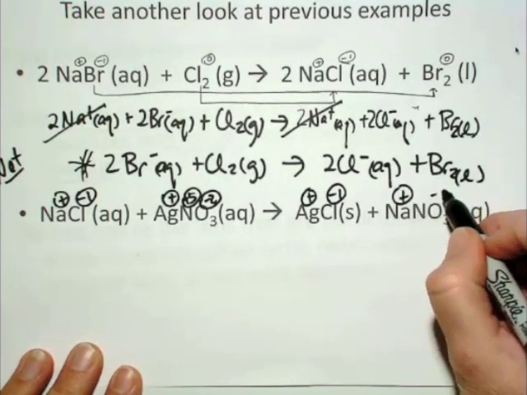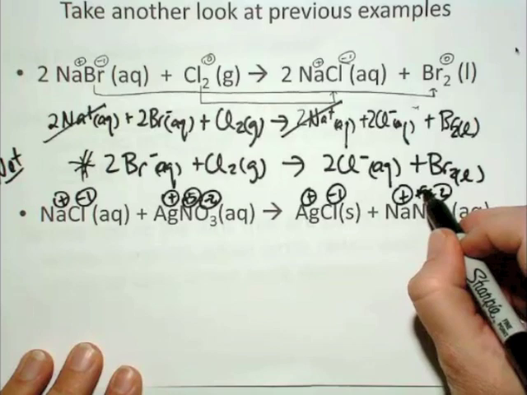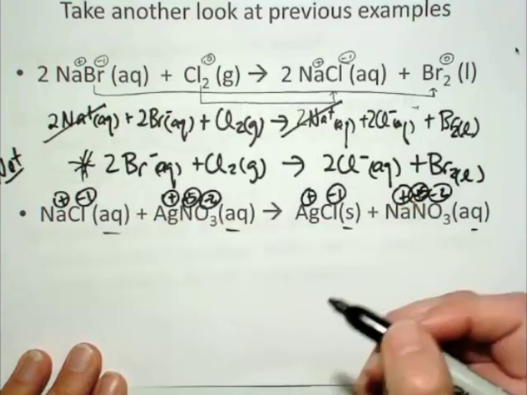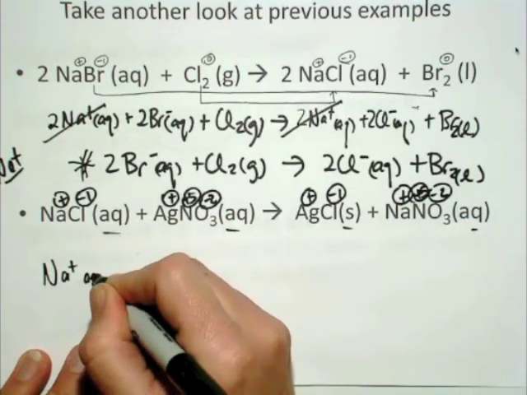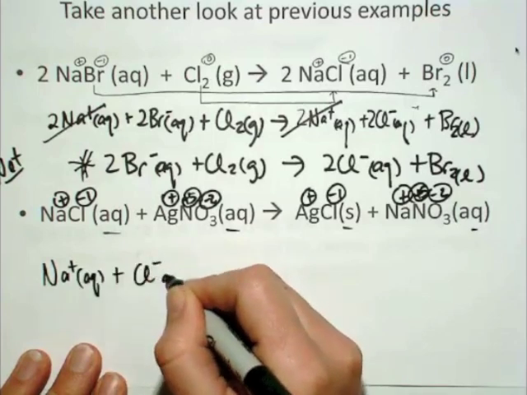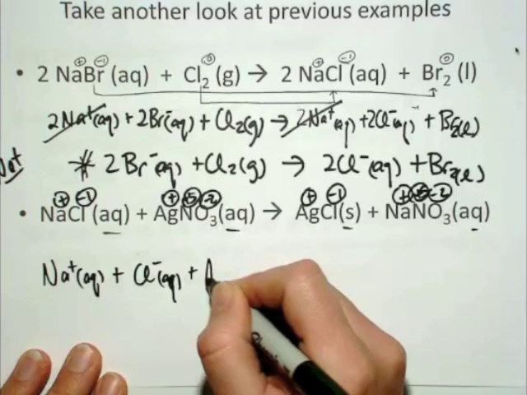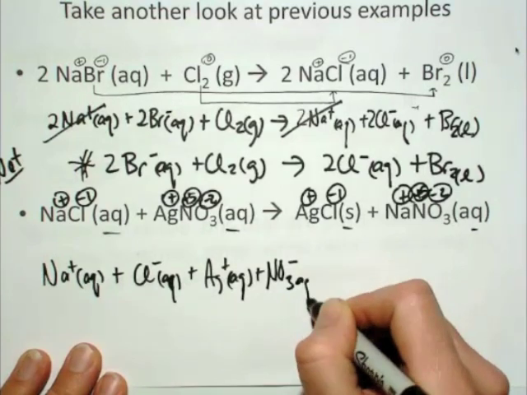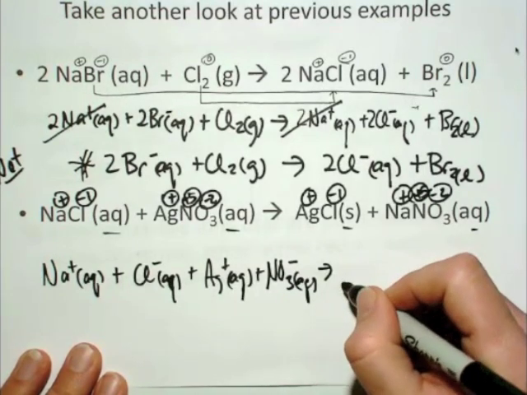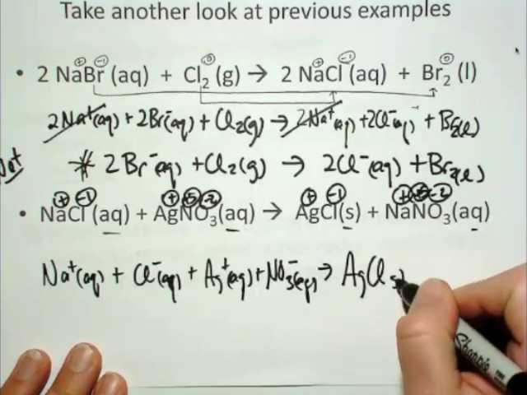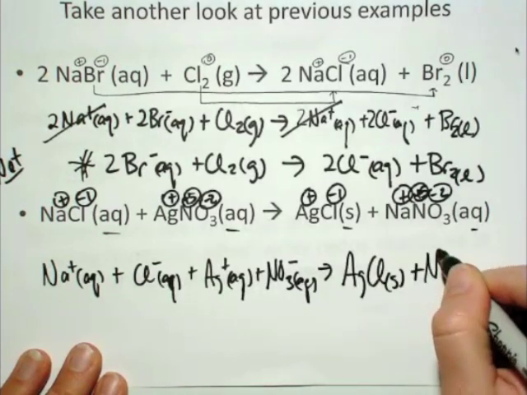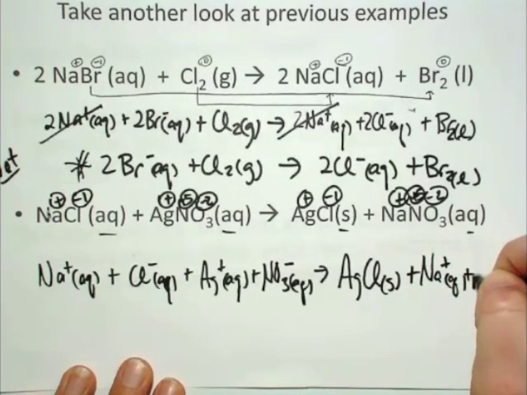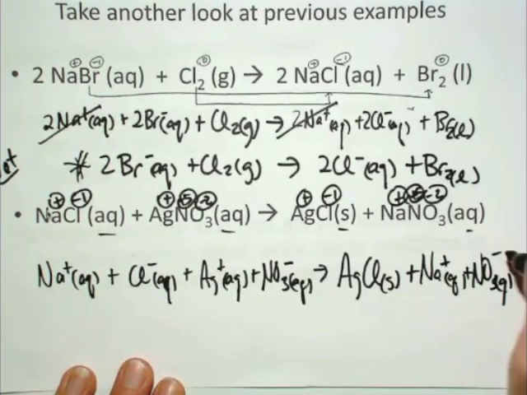And so in this case, remember, if we see aqueous, aqueous, solid, aqueous, aqueous, what we want to do is write it down as a sodium ion floating around in water, plus a chloride ion floating around in water, plus a silver ion floating around in water, plus a nitrate anion floating around in water. And on the other side, you have AgCl. That's the solid. And then the other salt is sodium aqueous plus also floating around in water, sodium and nitrates.